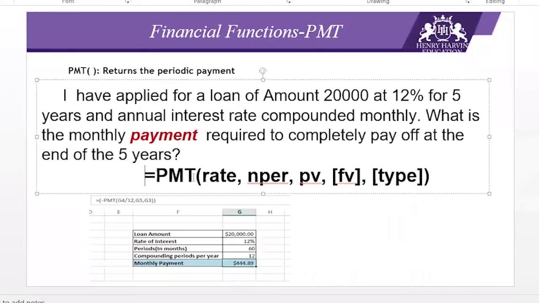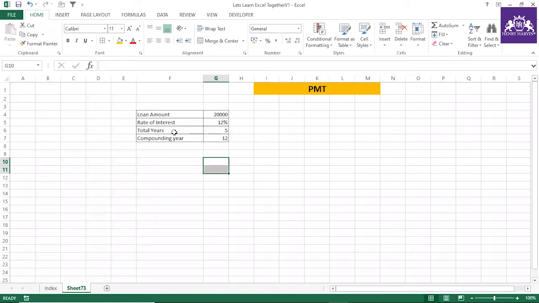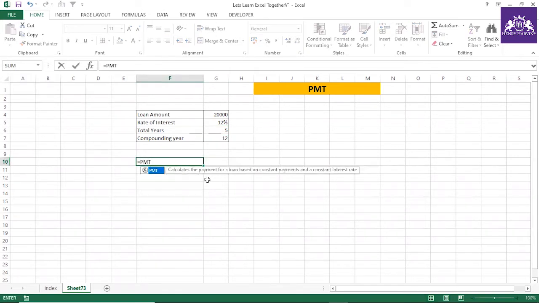Let me go to this. I have applied for a loan of 20,000, and these are the arguments: PMT, rate, NPER, and so on. All right, guys. You know that total years is 5. Now we have to find out the monthly payment. As I mentioned, PMT is the function.